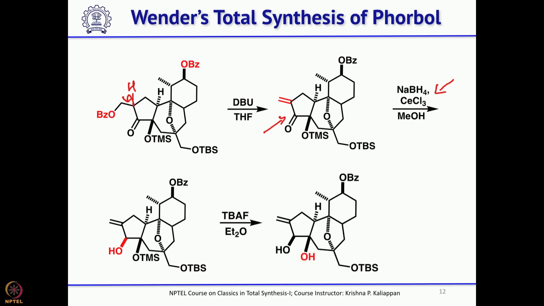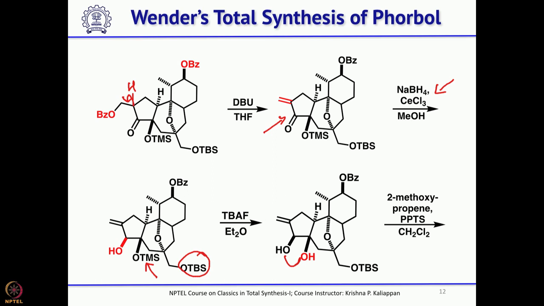Once you have the allylic alcohol, then you can selectively remove the OTMS in the presence of OTBS, with TBAF. If you take one equivalent of TBAF, OTMS will be removed faster than OTBS. So that was done. Then this is a 1,2-diol, isn't it? The 1,2-diol can be protected as acetonide. So there are many ways one can protect a 1,2-diol.